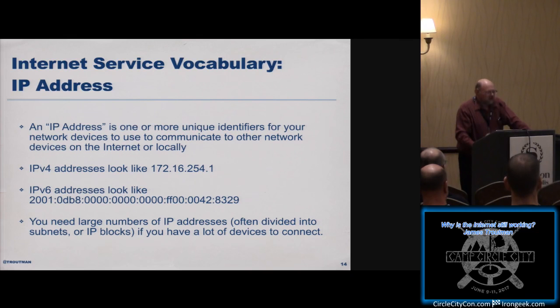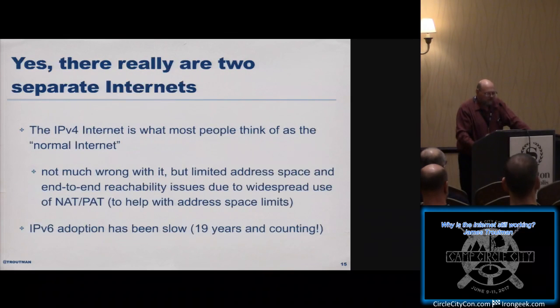You need IP addresses to connect devices to the internet, generally. And you need a lot of IP addresses if you have a lot of devices. So yes, there really are two separate internets. The V4 internet is what most people, particularly most residential users, think about as being the normal internet. There's really not a whole lot wrong with the IPv4 internet other than we're essentially out of address space. I'll talk more about that later.